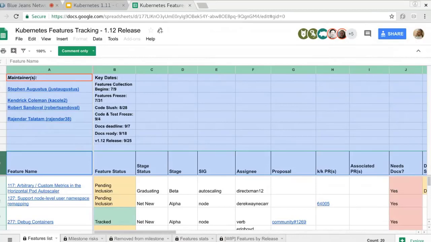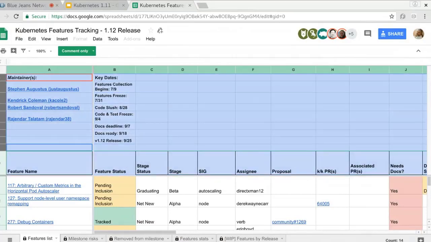No, so one of the ones I'm really excited about is starting to see more work around TLS bootstrapping. So this is not just bootstrapping, but also certificate rotation.